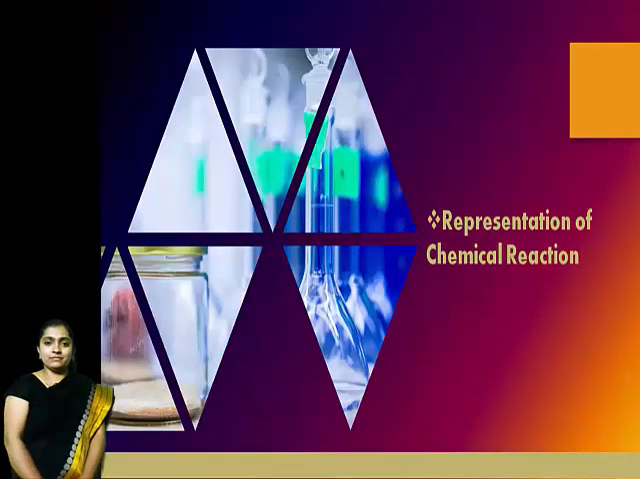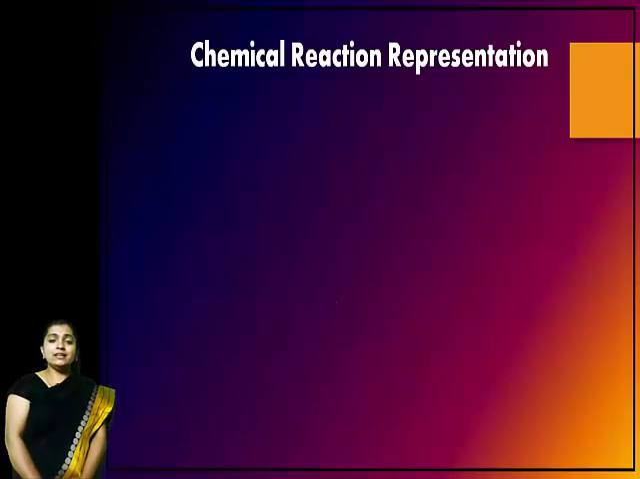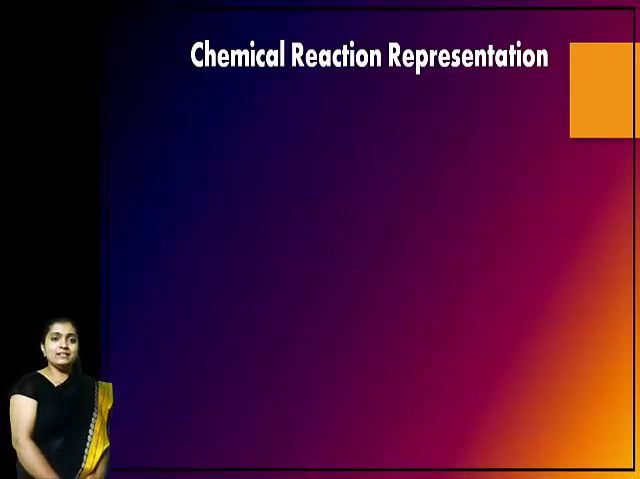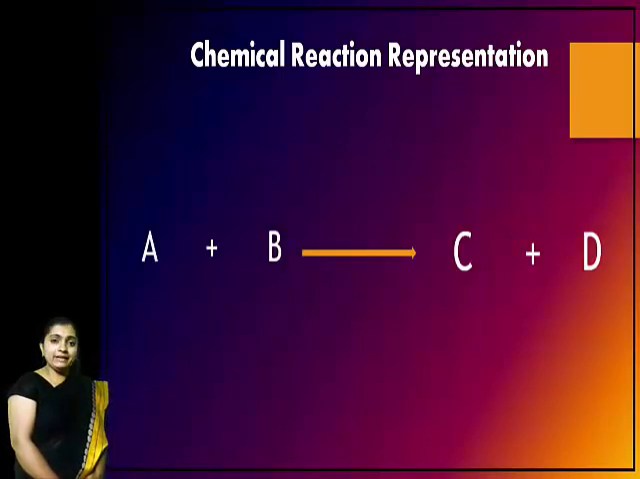Chemical equation. So we can represent the chemical reaction in the form of a chemical equation. It is the shortest form of a chemical reaction. Let's understand how to write a chemical equation. To understand this, let's take a general example. Let A react with B and it gives out C and D.